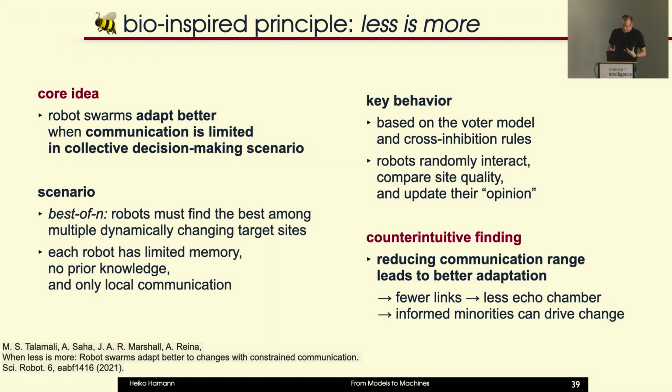And then this counterintuitive finding that Talamali et al. found here was that if you reduce the communication range, so you reduce the number of neighbors that you're considering, you sometimes get a better adaptation. So the robot swarm adapts faster to this new situation where an option that was suboptimal before has recently become the best. And that's a known situation from biology. So in that sense, it's a biological inspiration.